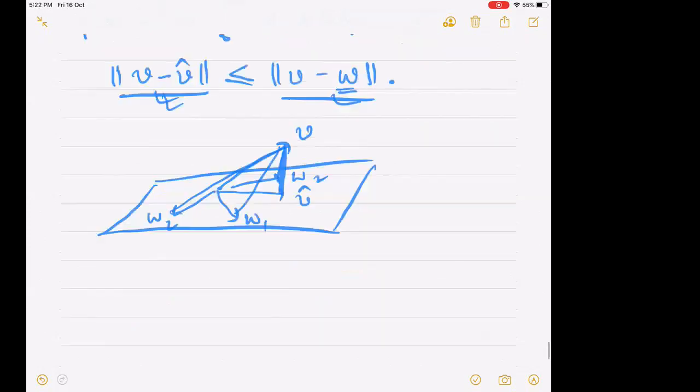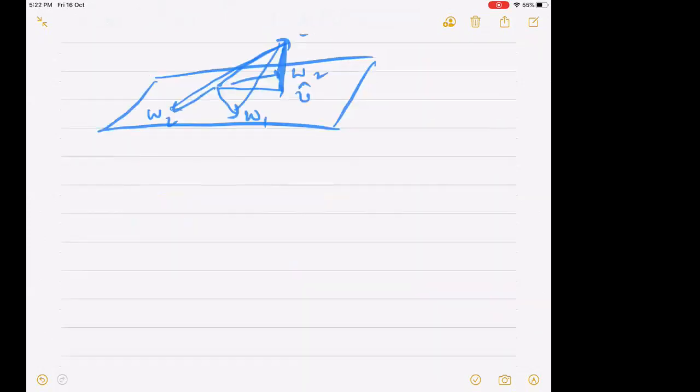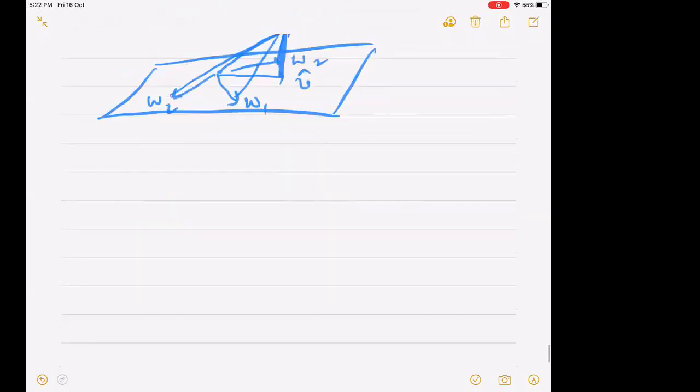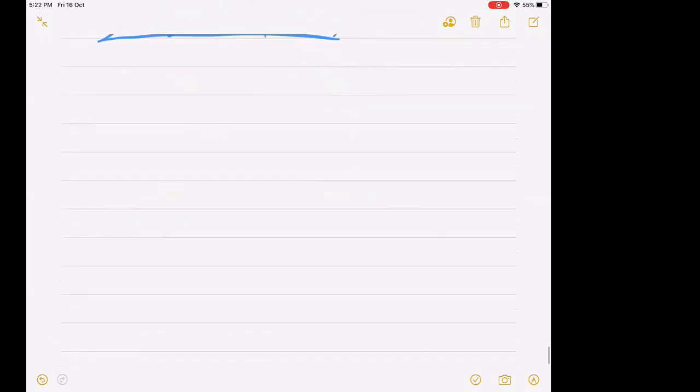Now, the question is, how do I get this best approximation? So here is the thing. First we state this theorem. The setting is the same. V is an inner product space.